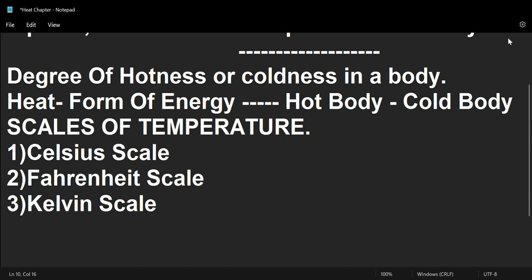Now the change in size: when a body is heated, thermal expansion happens. An increase in the size of a body due to heating is known as thermal expansion. Now the change in state of the body. Matter exists in three different states: solid, liquid, and gas. The process of change from one state to another at a constant temperature is called a change of state.